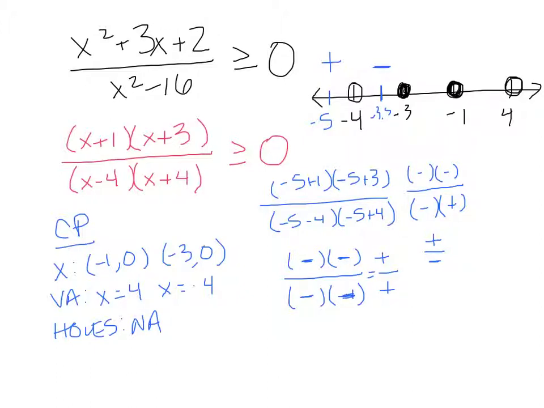Now we need to choose something on the next interval, negative 2. I'm going to do this one the same way as well. Okay, negative 2 plus 1 is a negative. Negative 2 plus 3 is a positive.